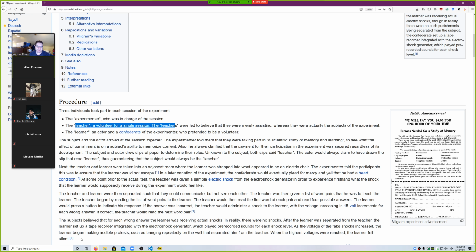The actor would always claim to have drawn the slip that read learner, guaranteeing the subject would always be the teacher.